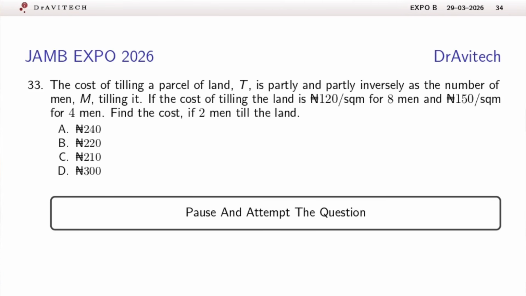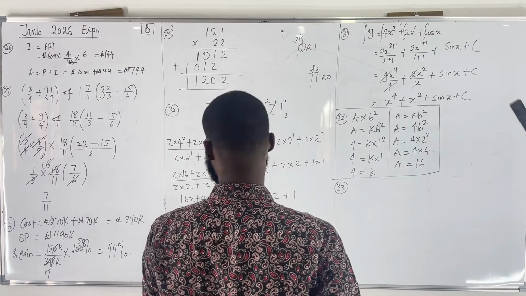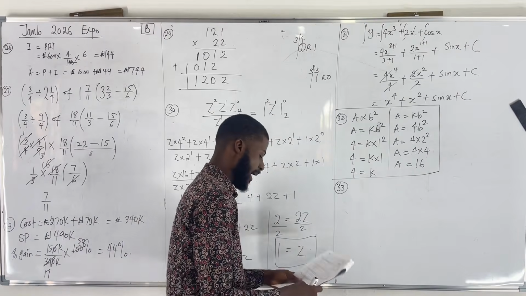The cost of tilling a parcel of land, T, is partly constant and partly varies inversely as the number of men, M, tilling it. If the cost of tilling the land is 120 naira for 8 men and 150 naira for 4 men, find the cost if 2 men till the land. Do I have enough space for this? Yes, I guess I'm going to manage.